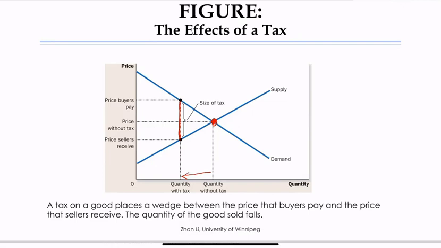You can see that because of the tax, buyers are paying a higher price, right? This is the price buyers pay, and it is higher compared with the original price, the price without tax. So you should expect consumer surplus decreases because consumers are paying a higher price. Now, if you look at the price sellers receive, it is smaller compared with the price without tax. So producer surplus should also decrease, right?